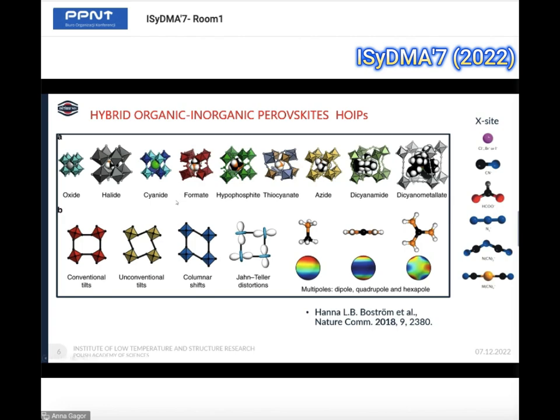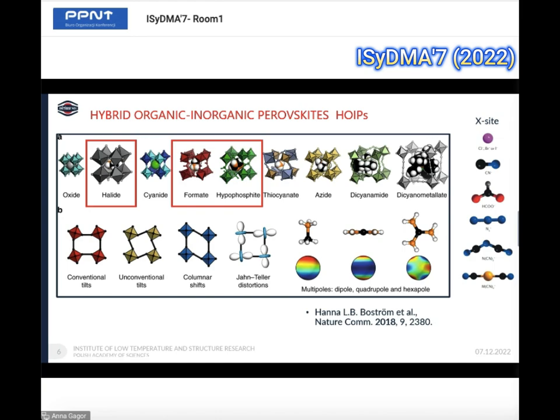So in this new class of materials, due to these changes, we obtain new properties of the crystal structure. Some unconventional tilts and some unconventional columnar shifts will appear. We will be able to introduce dipoles, quadrupoles, and other molecules into it, and to study the properties.